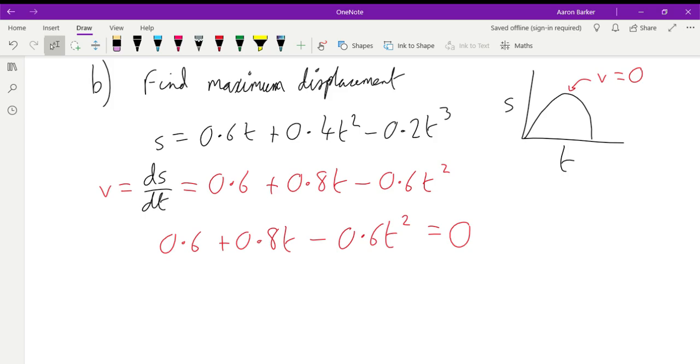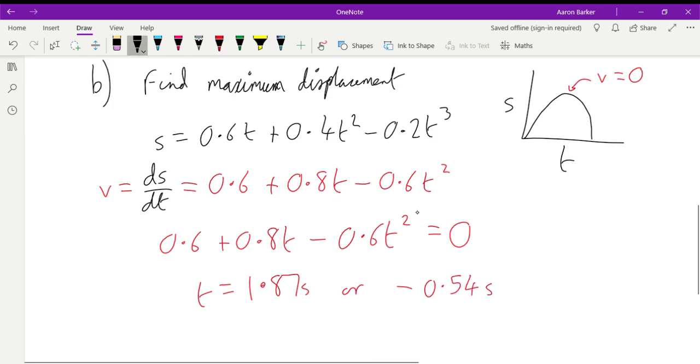But if you do that, you should get t can be 1.87 seconds or negative 0.54 seconds. And because we've already been told in the question t has to be between 0 and 3, we're going to reject this value. Then we're not quite done yet.